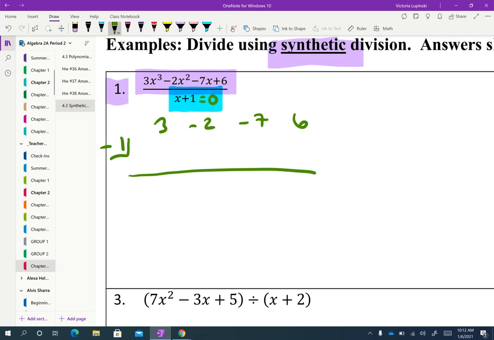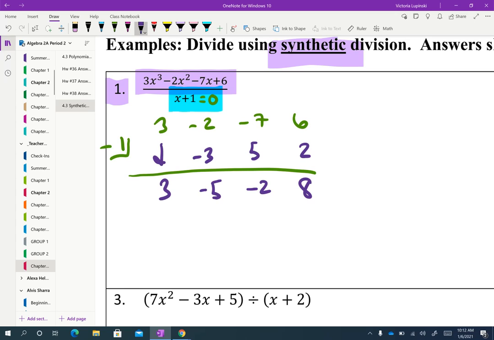Now that you have set up everything you need, you're going to go ahead and use the process that I showed you previously. So step 1, always bring down the first coefficient, which in this case is a 3. Multiply to the box. So 3 times negative 1 is negative 3. Add the column, negative 5. Multiply to the box, positive 5. Add the column, negative 2. Multiply to the box, positive 2. Add the column, 8. You know that you're done when you've run out of columns to choose from.